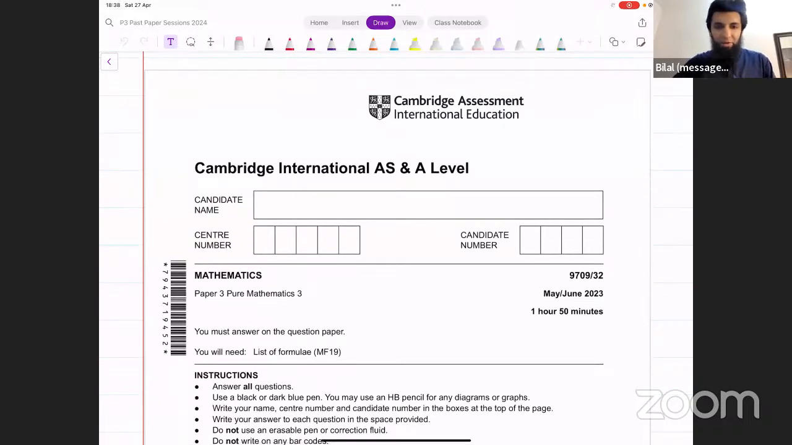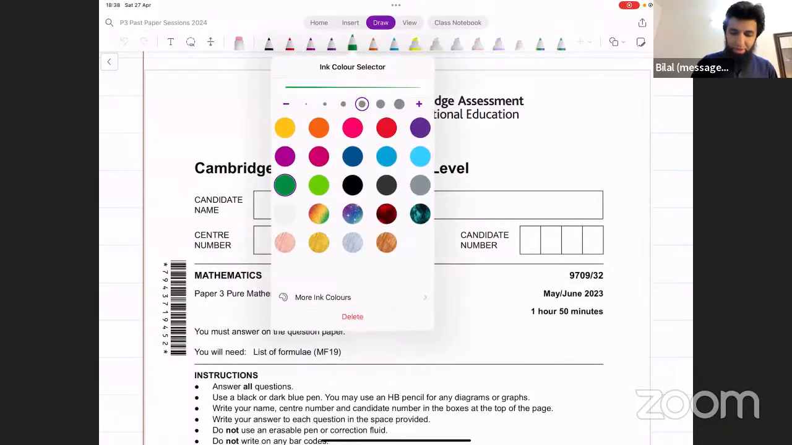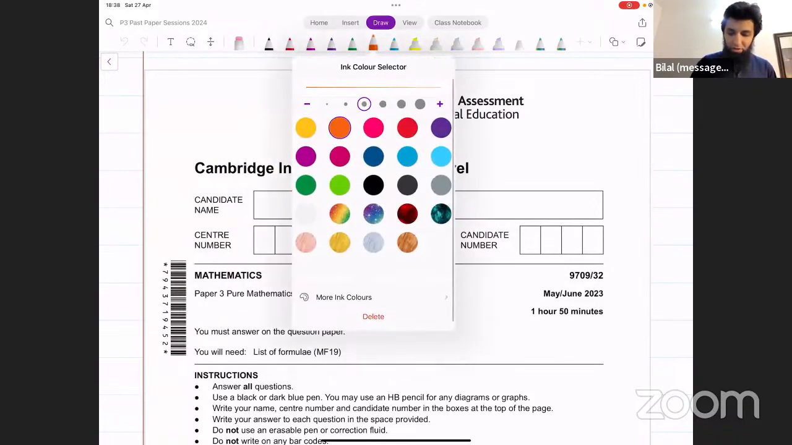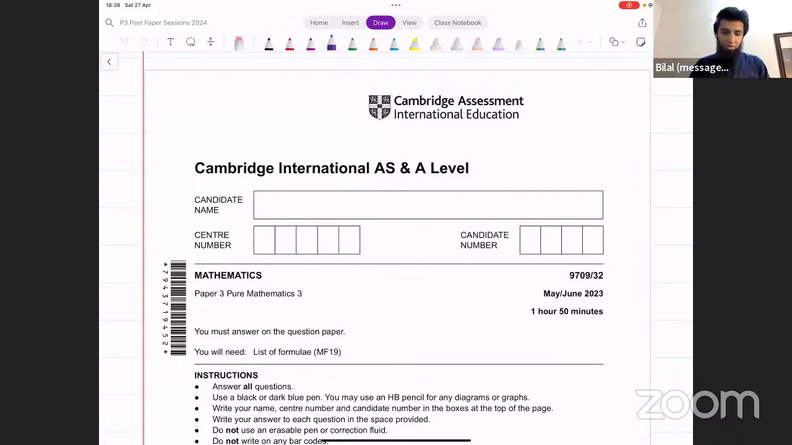All right, so this is the paper that we're starting from, 1st June 2023, paper 3, variant 2. This is the first paper that we will be looking at, difficult questions from this paper, and then paper 3 after that. Okay, make sure that you have responded to the poll already. Let me have a look at that quickly.